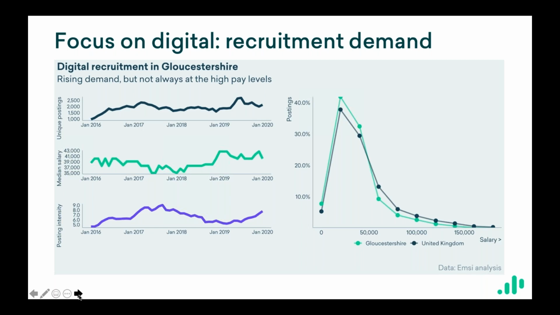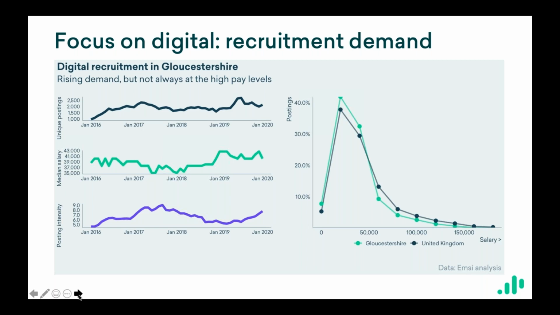Perhaps more interesting is that those next two measures, so the median salary has actually gone up. So if you go back to the 2016-2018 period, it was kind of high 30s trending towards middle 30s. And since 2019, it's moved much more into the 40,000 plus space, suggesting that the labour market's tightened.